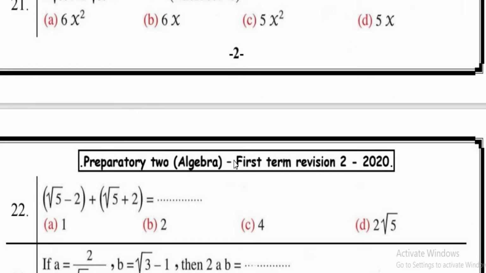2 times 3 is 6, root x times root x, and since x is positive it equals x. The answer is 6x. Root x times root x, since x is positive, the roots cancel, so x times 6 is 6x.